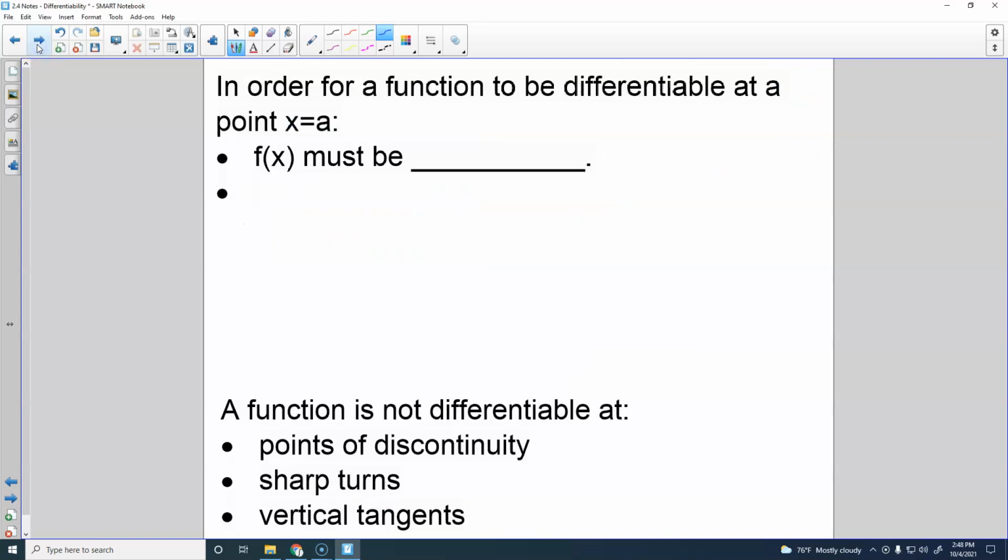Okay. All right, so in order for a function to be differentiable at a point, x equals a, first of all, f must be continuous at x equals a. Okay? So, first of all, you must prove continuity.